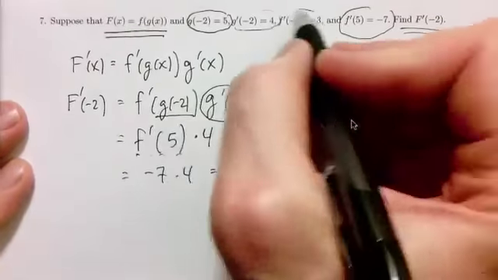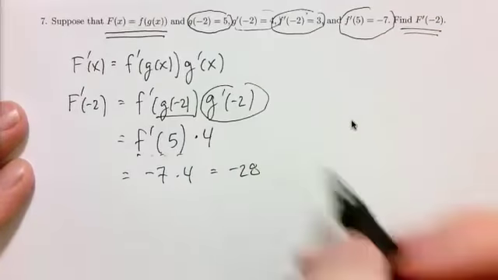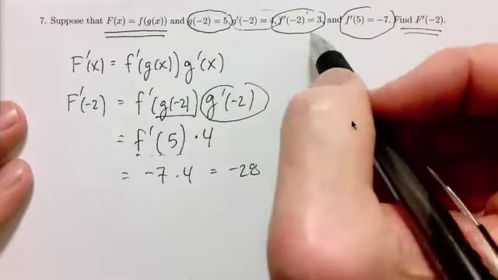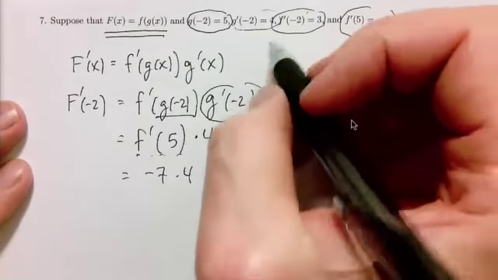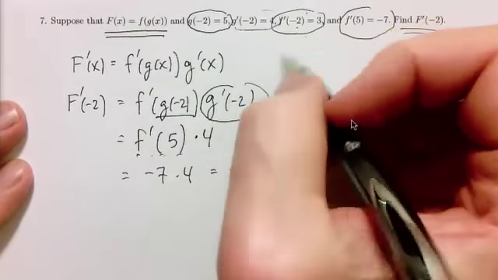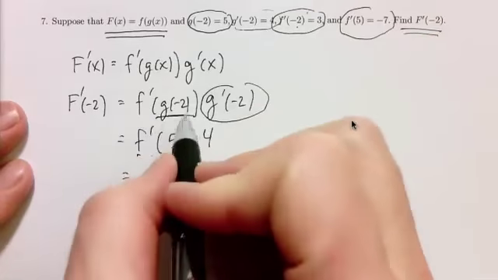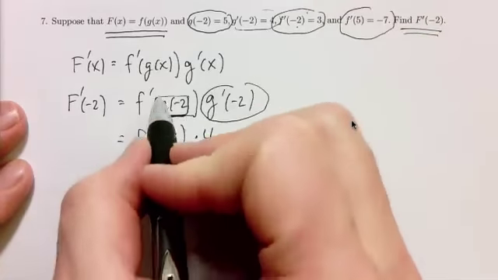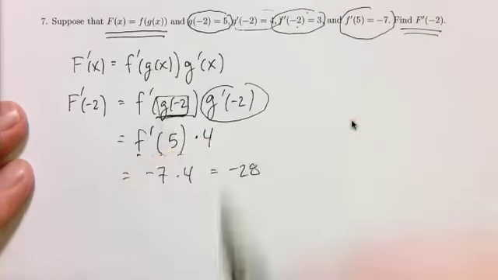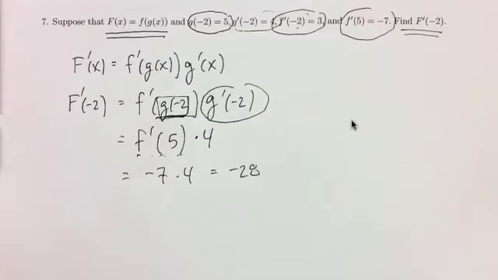Now notice I didn't use this, and that's just there to distract you. I don't need to know what f prime is at minus 2. I need to know what f prime is at g of minus 2. So we figure out what's inside here first, and then we plug that into f prime. So the answer is negative 28.